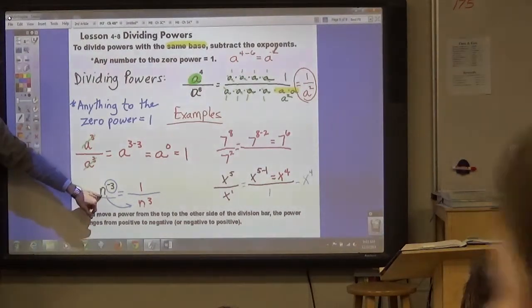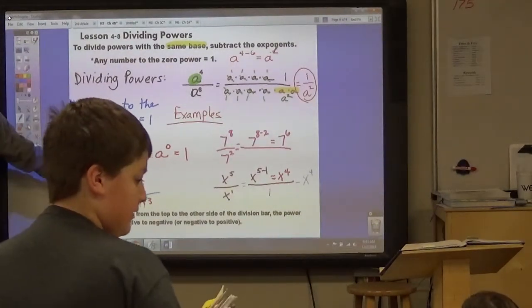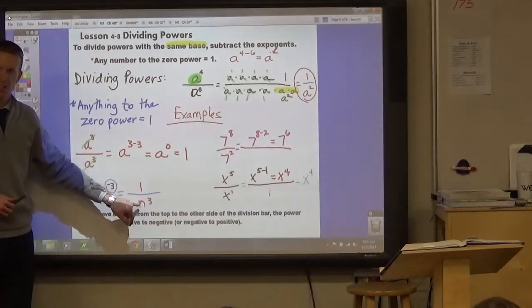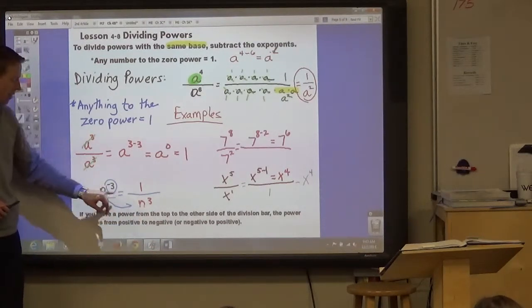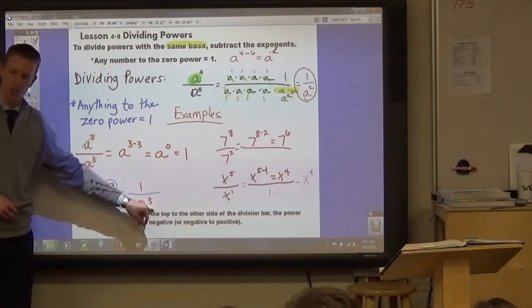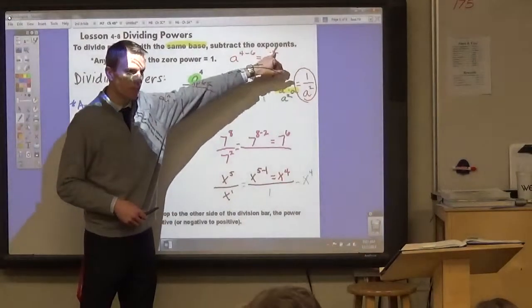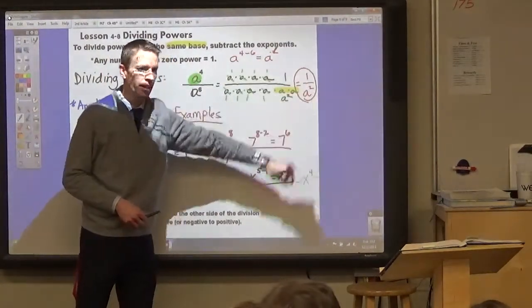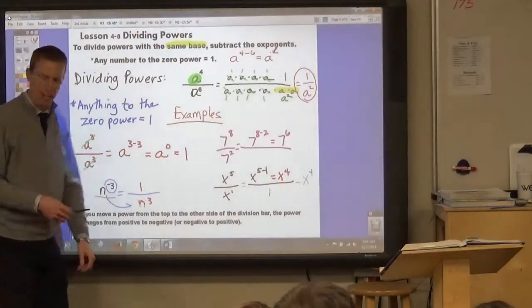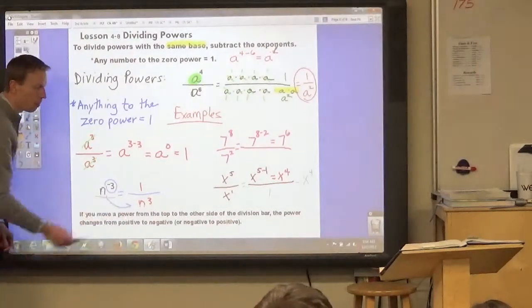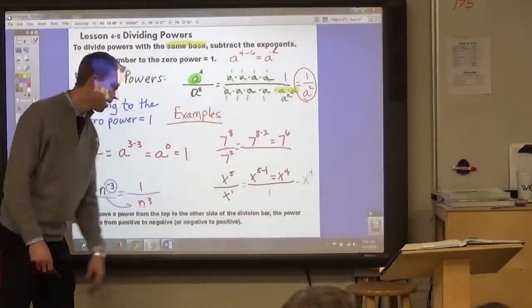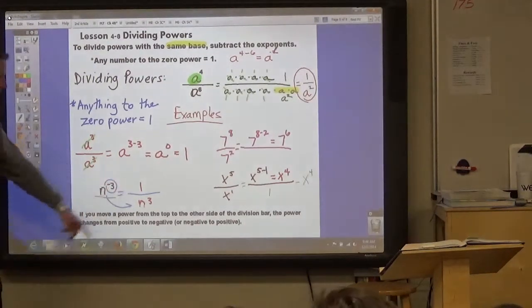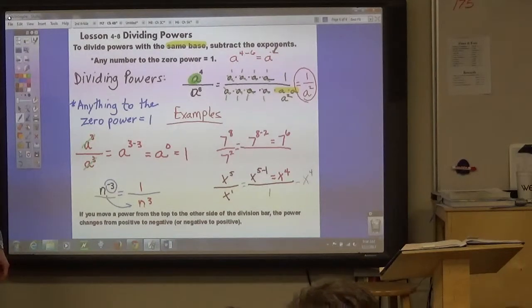Okay? So look at this one. N to the negative third power is the same as 1 over N to the third power. You see that? Just like we had over here, A to the negative second power is the same as 1 over A to the second power. So when you have a negative exponent, move it to the opposite side of the division bar. You move a power from the top to the bottom, and the power changes from negative to positive. They're reciprocals, is what that means. Okay?